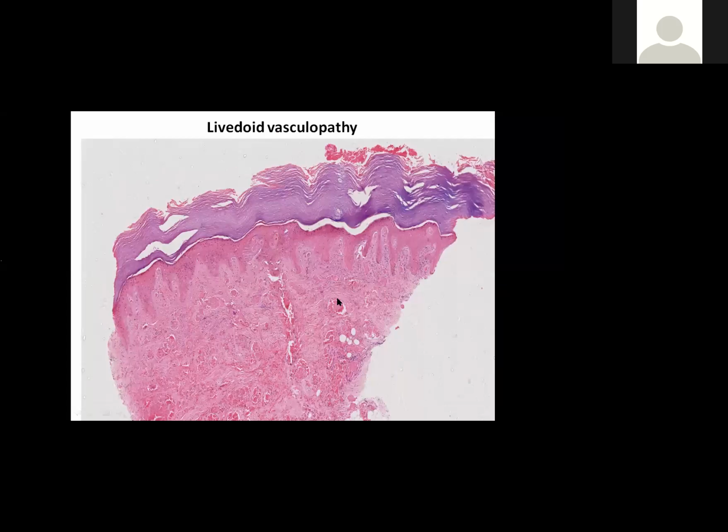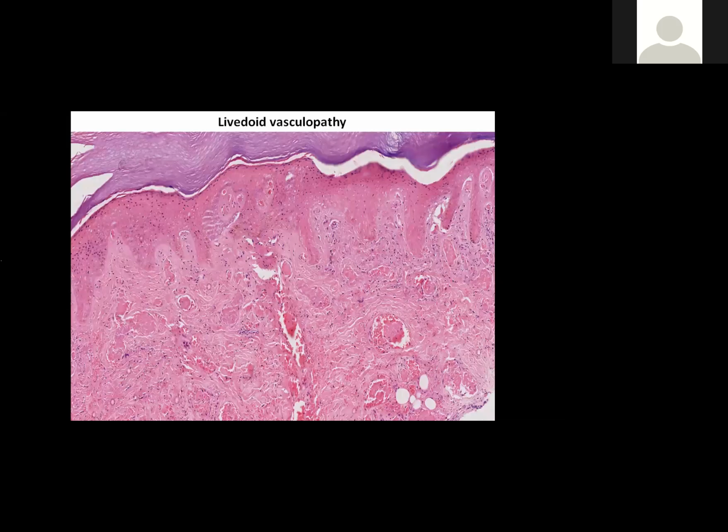On higher magnification, one can clearly see these multiple fibrin thrombi and overlying epidermal necrosis. There is a significant reduction in the amount of inflammatory infiltrate. Few lymphocytes can be seen here and there, although fibrinoid necrosis and extravasation of RBCs can also be seen in livedoid vasculopathy. So if one sees a histopathology which is predominantly of these fibrin thrombi, one doesn't see the presence of neutrophils or neutrophilic nuclear dust, and there is only a sprinkling of some lymphocytic infiltrate, then one is sure of livedoid vasculopathy.